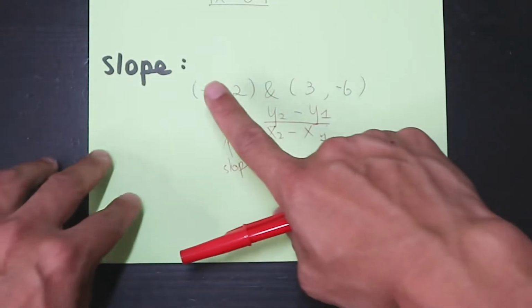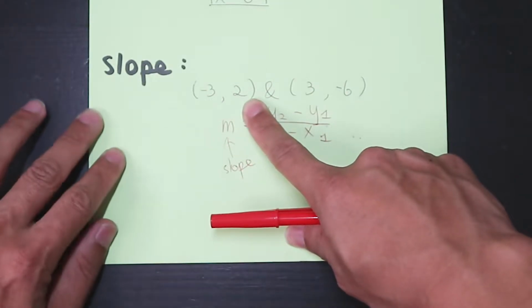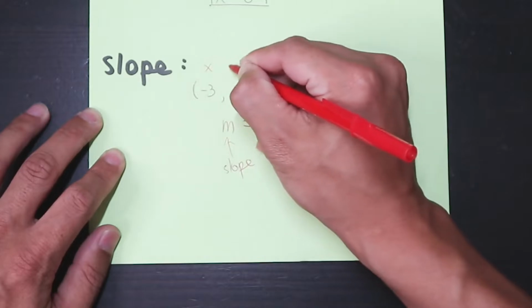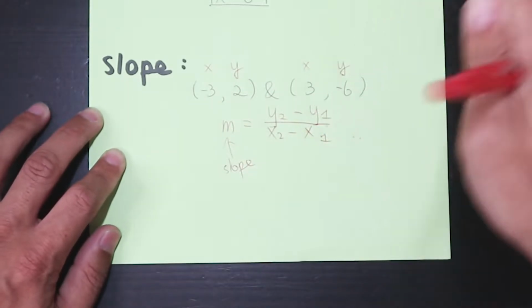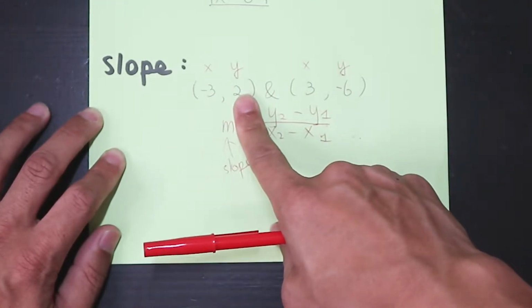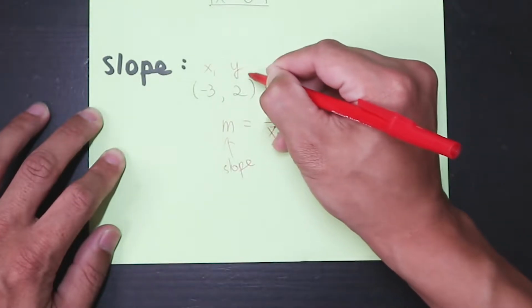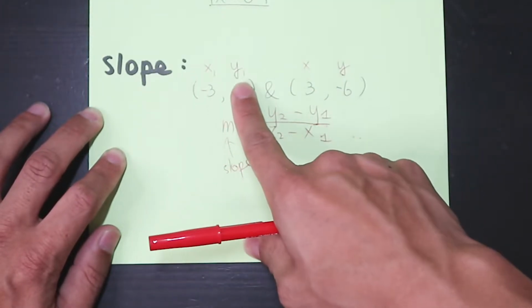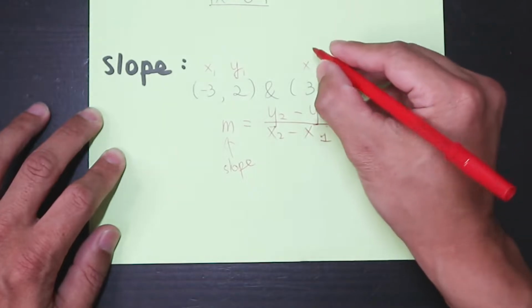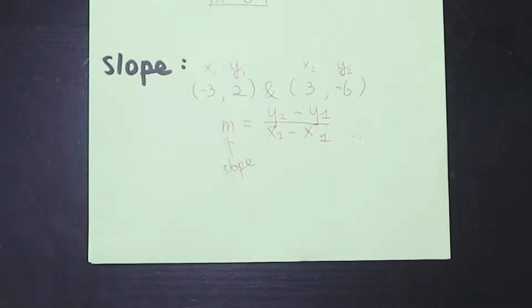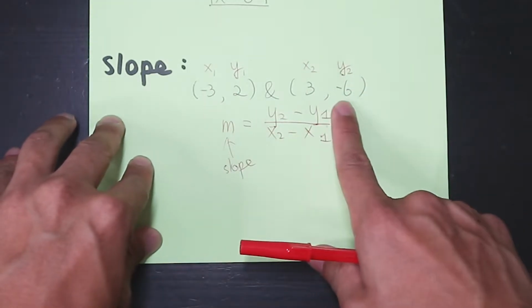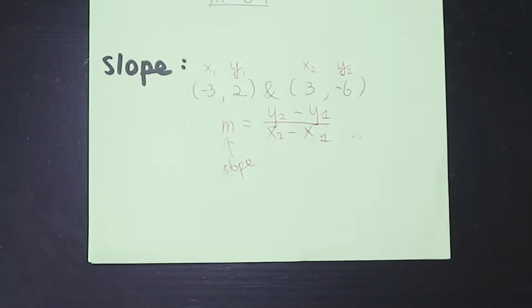You're like, what is y sub 2, y sub 1, x sub 2, and x sub 1? In every ordered pair, x always comes first before y. So this is x, y, and x, y. Since this is the first ordered pair that appears in the problem, we put a subscript 1, so you have x sub 1, y sub 1. Since this is the second ordered pair, it's x sub 2, y sub 2. We're going to plug these four numbers correctly into the slope formula.